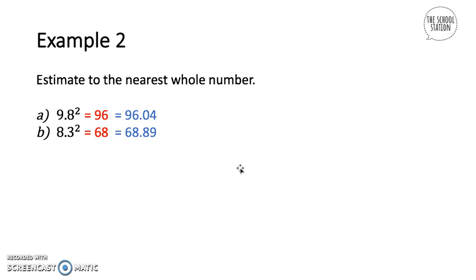And then for part B, I thought that 8 squared is 64 and 9 squared is 81. So I thought that 8.3 squared is definitely closer to 8 squared than 9 squared. So therefore, I estimated 68, since 64 and 68 are not that far apart. And the real answer was 68.89.